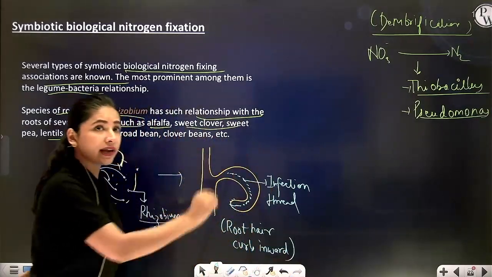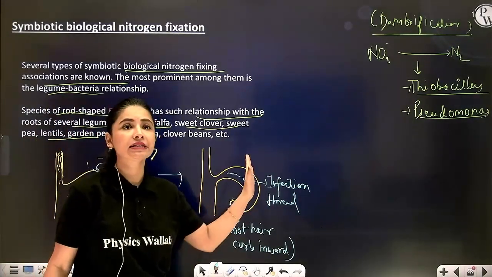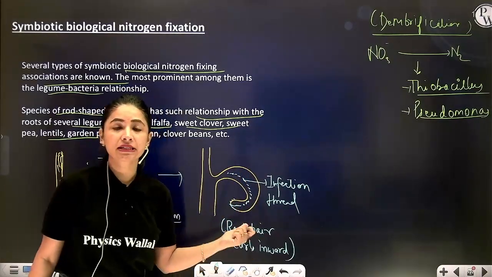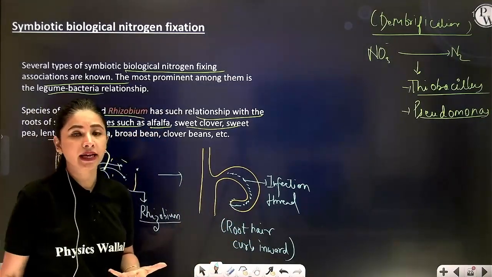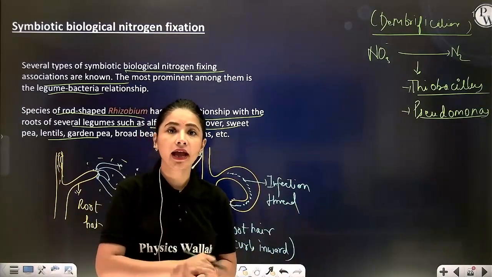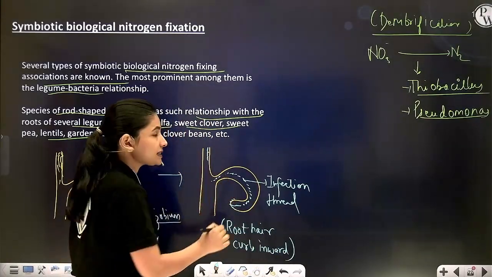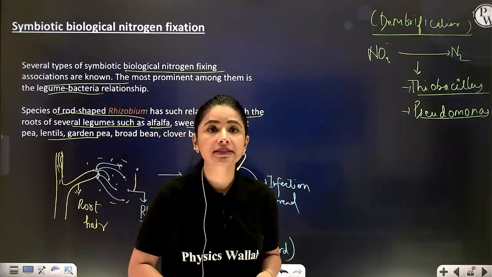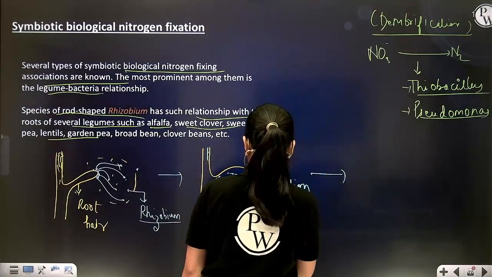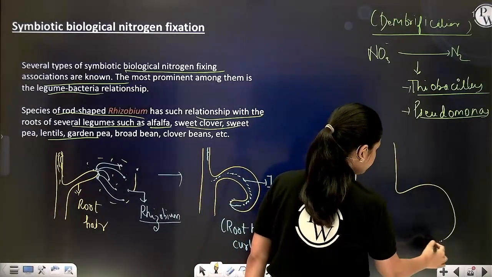So now the root hair is going to curl inward, letting all the bacteria present on the surface enter inside the root hair, forming an infection thread. When the bacteria are present in the infection thread, their rate of multiplication is very, very high. These bacteria are dividing enormously to increase their number. This infection thread continues, crosses the epidermal cell and enters into the cortical cells as well as the pericycle cell of the root. The bacteria are actively dividing, increasing their number tremendously.